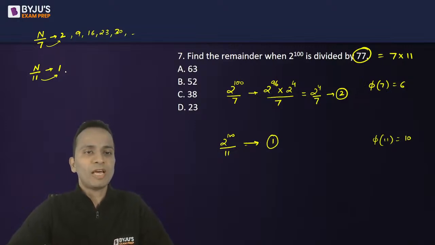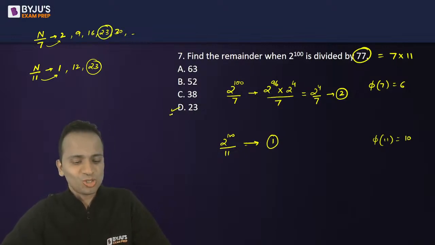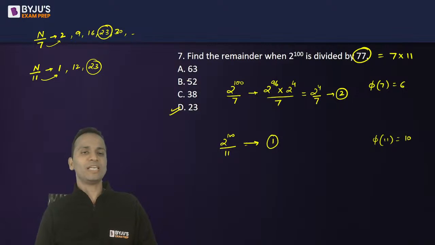Let me check the other value. 1 plus 11 is 12. 12 plus 11 is 23. I am getting a common value 23, which is also there in the options. So the correct answer is 23 for question number 7. Okay.